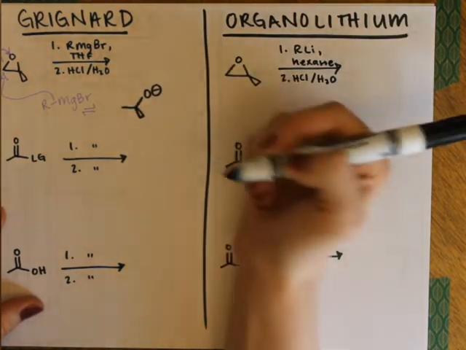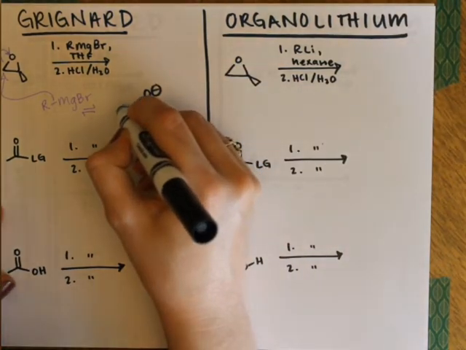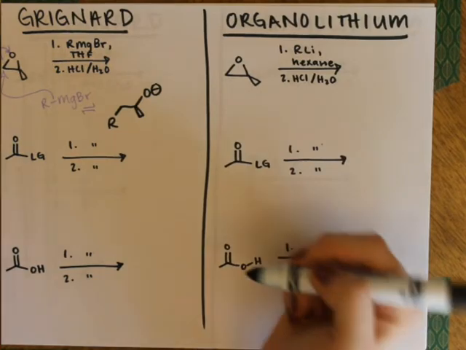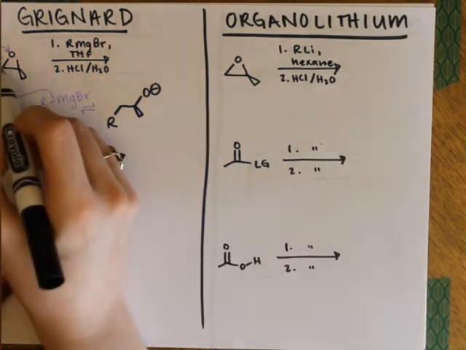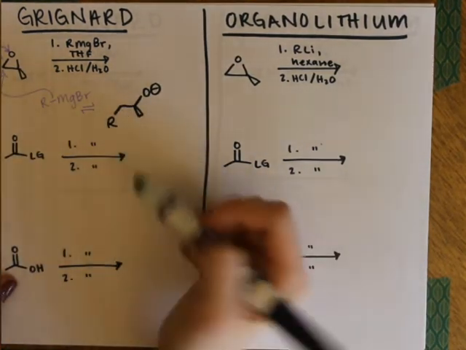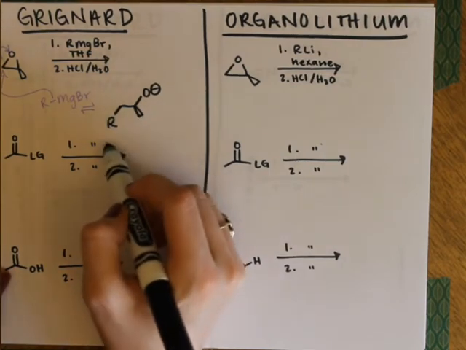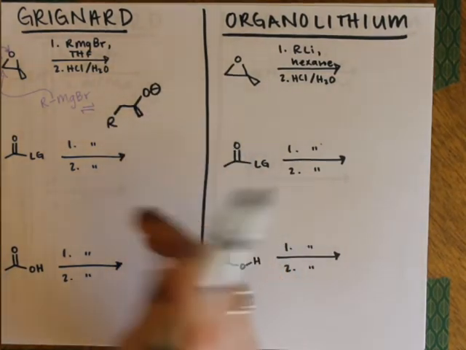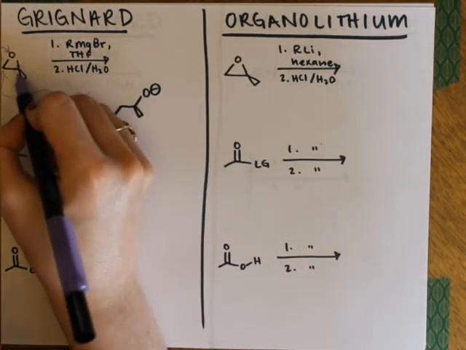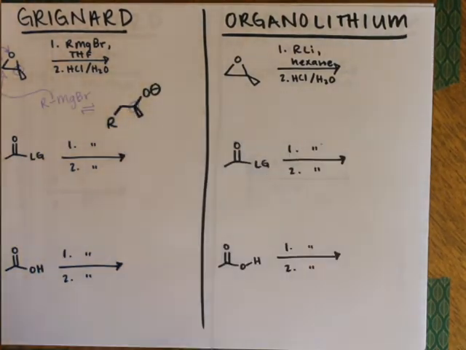O minus. And now my R group has connected there. I want to make sure I count my carbons. 1, 2, 3. 1, 2, 3. Yep, the same number of carbons were there originally. I got my R and I have my O minus. Now notice how stereochemistry maintained itself.